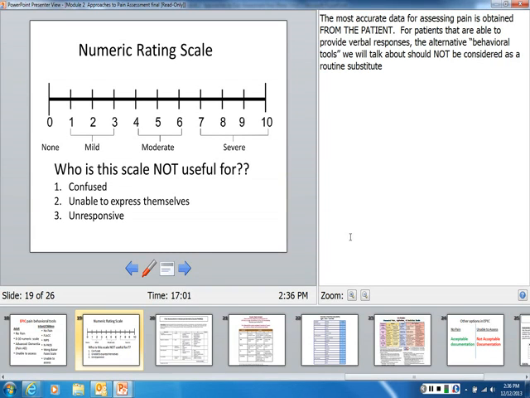Again, I want to stress, the most accurate data for assessing pain is obtained from the patient. For patients that are able to provide verbal responses, the alternate behavioral tools that we will talk about really shouldn't be used and shouldn't be considered to be substituted for just the plain numeric rating scale. Now, we already touched on who this scale is not useful for. Anyone that is confused, unable to express themselves, unresponsive, and certainly our little pediatric population.